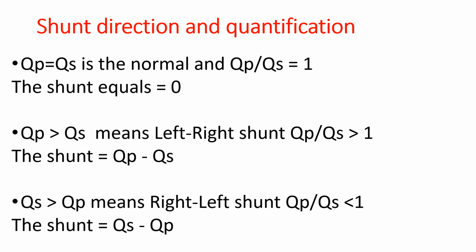If we have a left to right shunt, in that case the pulmonary blood flow will be higher than the systemic blood flow, so the QP will be higher than the QS, and the ratio of QP to QS will be more than 1. On the other side, if we have a right to left shunt, the QP will be less than the QS. Systemic blood flow will be higher than pulmonary blood flow because there is some blood shunting right to left. And in that case, the QP/QS ratio will be less than 1.